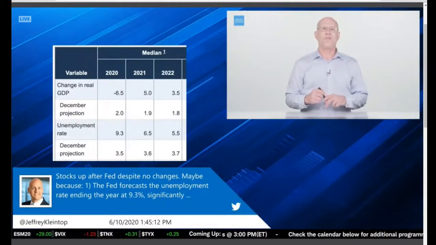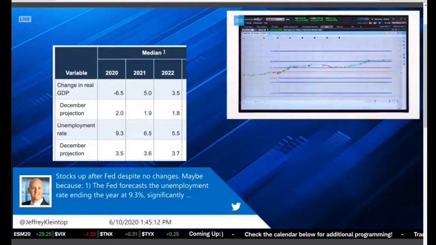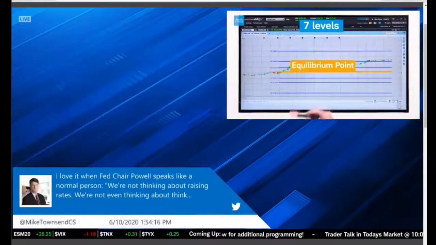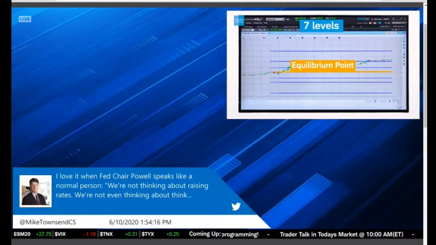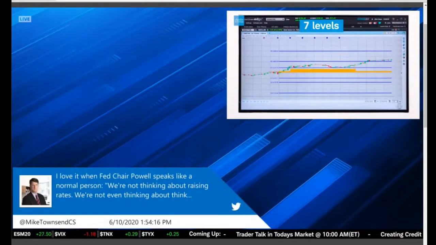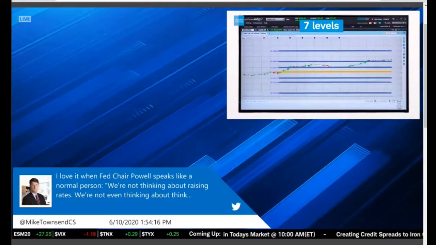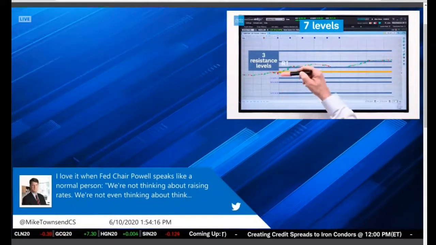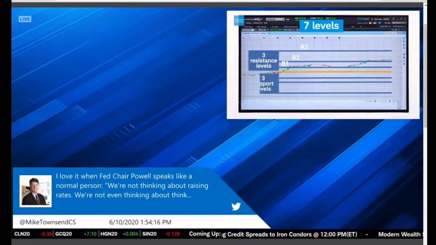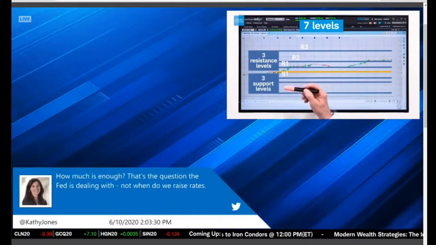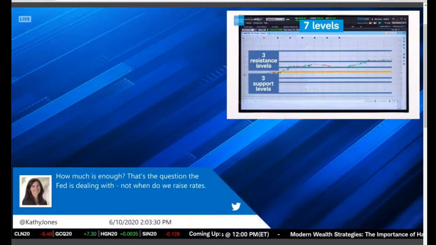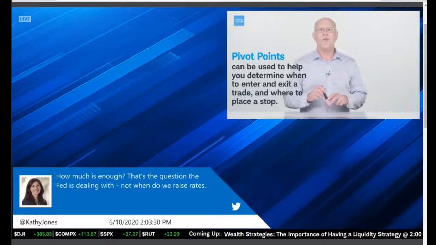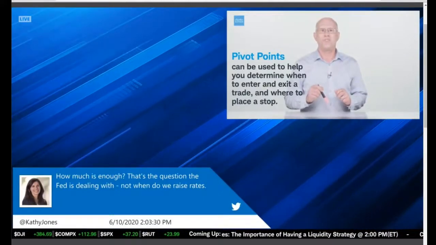At Schwab, the pivot point tool shows you 7 levels. First, the pivot point itself, the orange line here, considered the equilibrium point. That's the point around which the next day's trading is expected to occur. And then 6 other pivot levels, the blue lines: 3 resistance lines above the pivot point, R1, R2, and R3, and 3 support levels below it, named S1, S2, and S3. That gives you a lot of data that you can use to determine when to enter a trade, when to exit a trade, and where to place your stop.